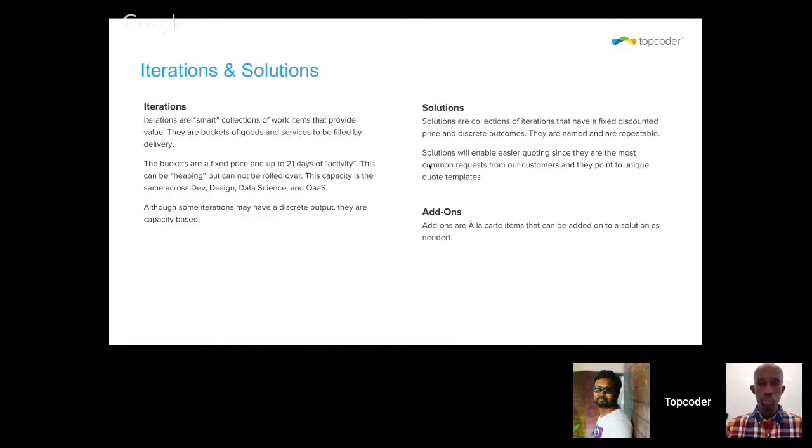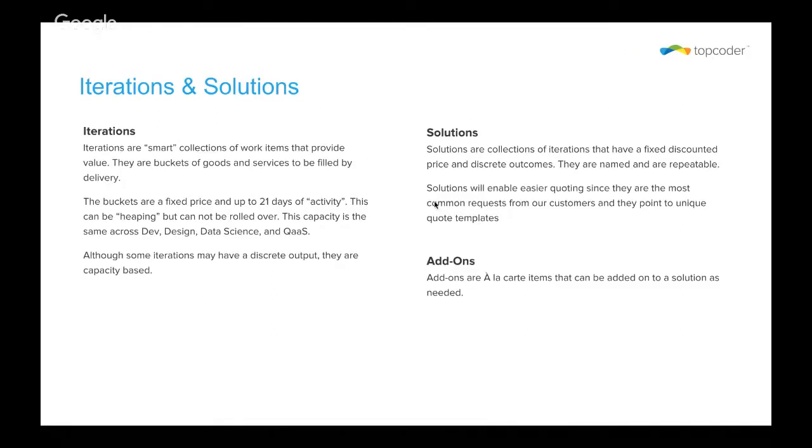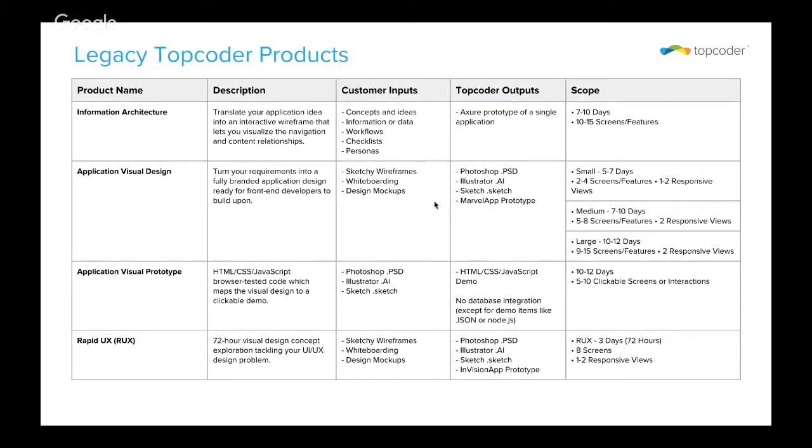A solution is a predefined collection of iterations that we can sell to our clients, and in turn have an established way of delivering to those clients. And then we have this concept of add-ons, which are a la carte items that would happen in the middle or, generally, at the end of a solution. So I know this may sound a little confusing, but I'm hoping that walking through a few examples can make it a little more clear.